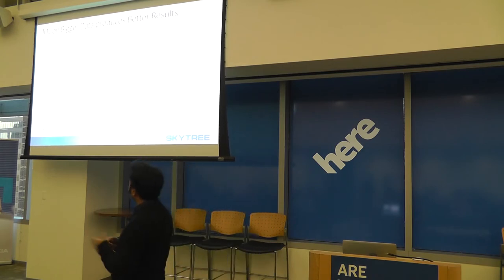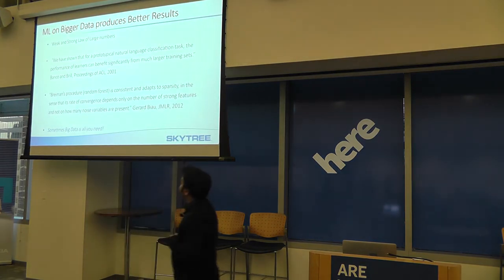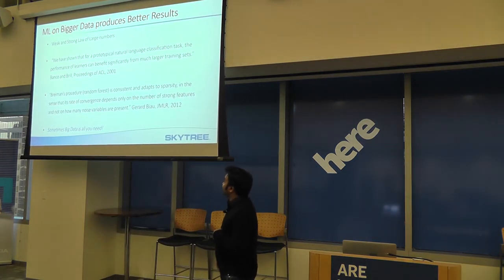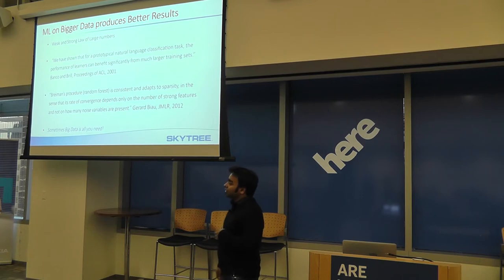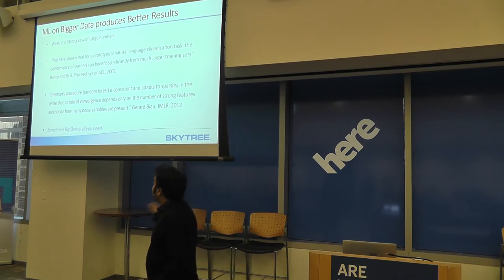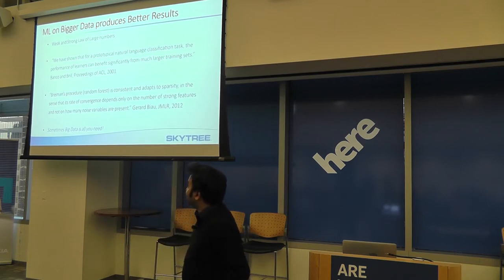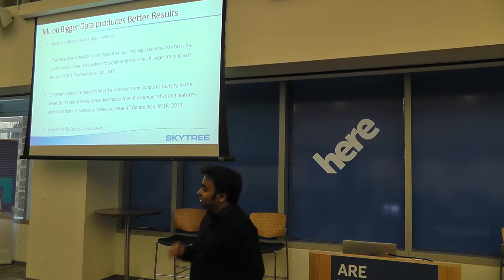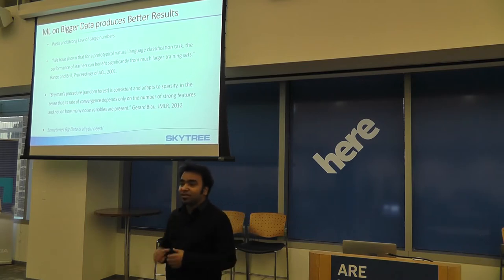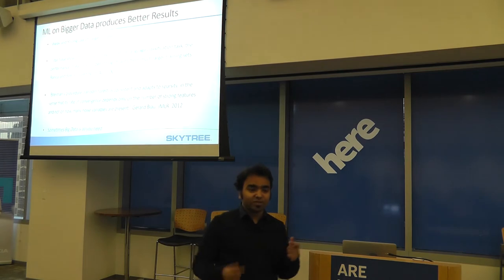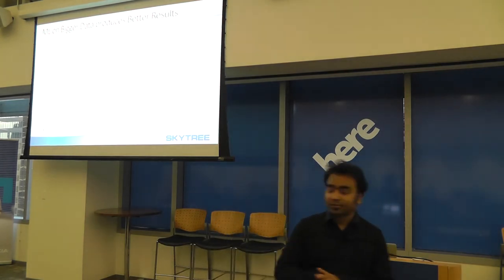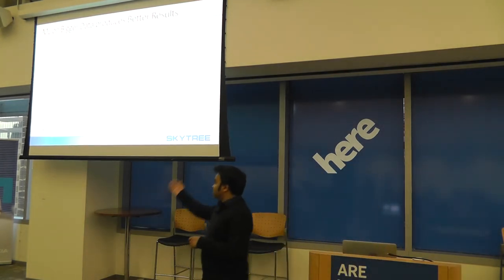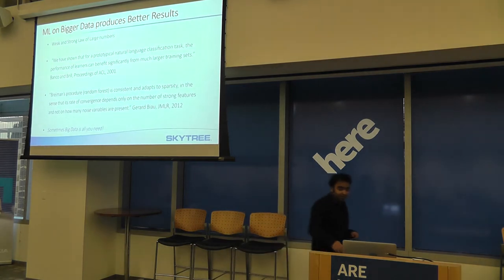The second citation that I get from the literature is the study by Biau, published in the Journal of Machine Learning Research, which talks about how one of these machine learning models, called Random Forest, is consistent, and they can actually talk about the rate at which it converges to the most accurate models. So that's my point here. Sometimes big data is all you need.